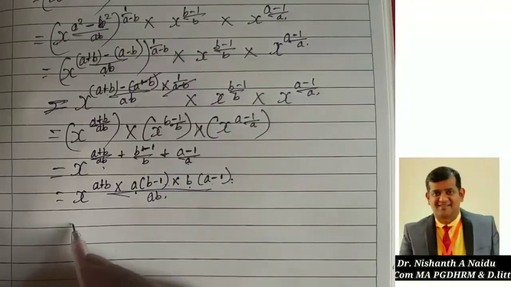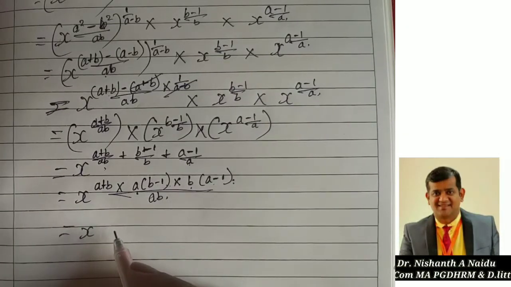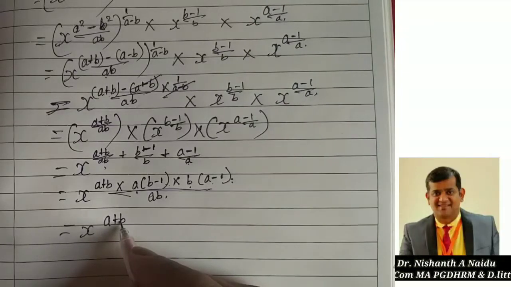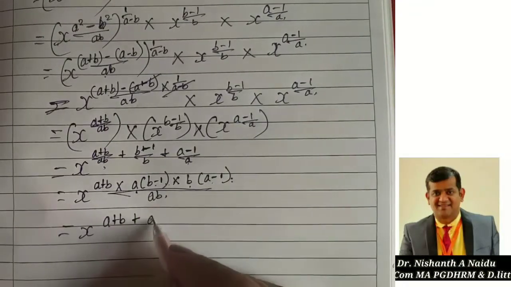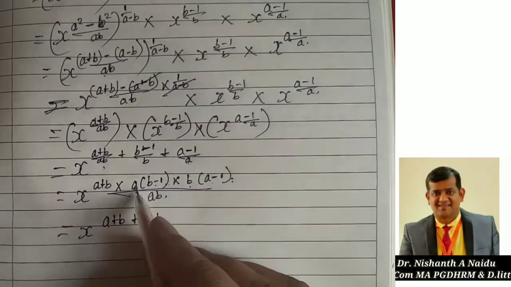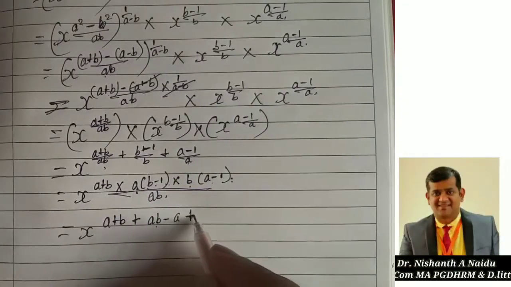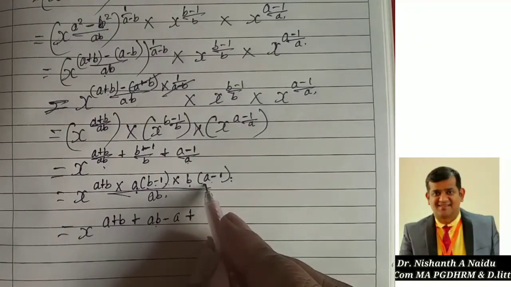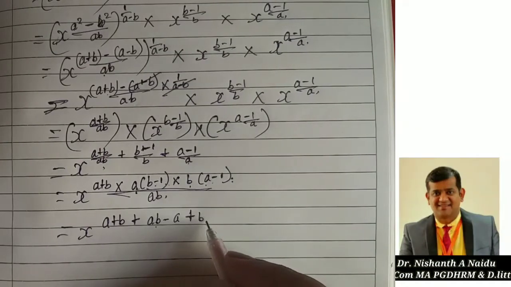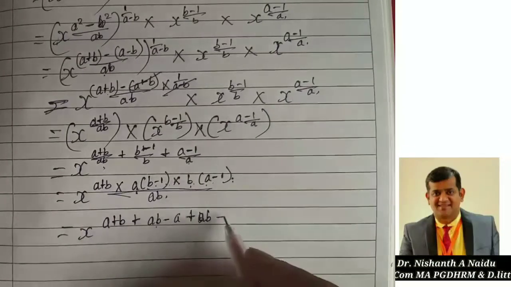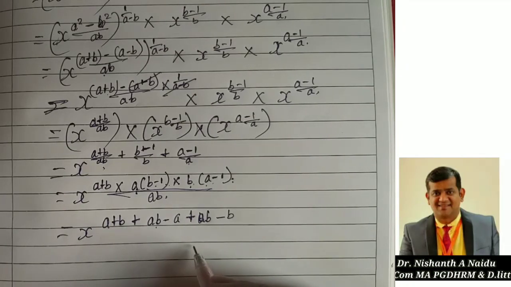Okay, so next step, x to the power a plus b plus a into b, ab, okay, this a into b, ab, and this a becomes minus a plus b into a b again, or b a, you can write any, not a problem. Ba b, I am writing ab minus b.